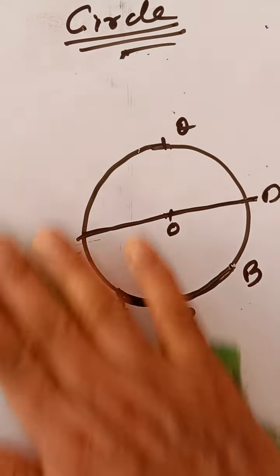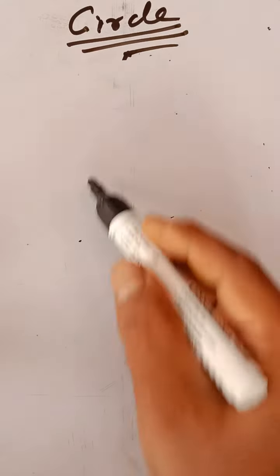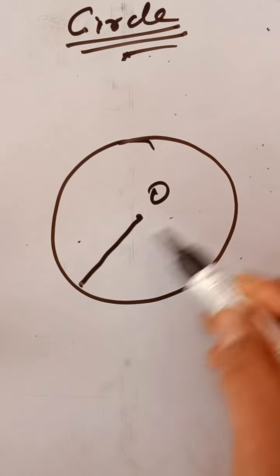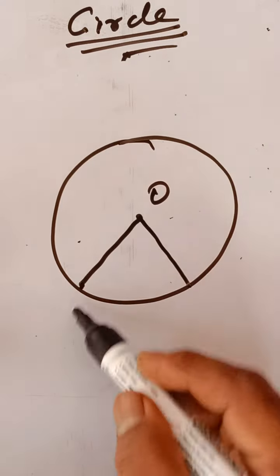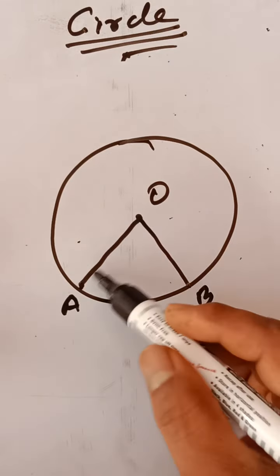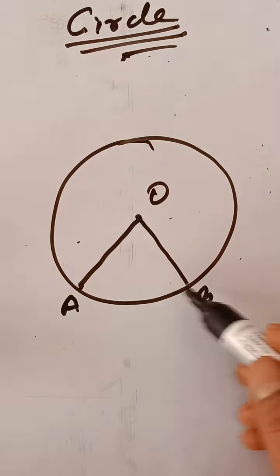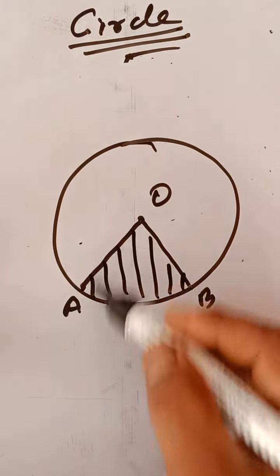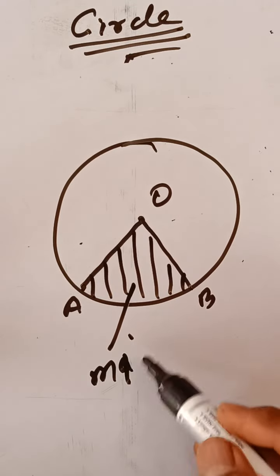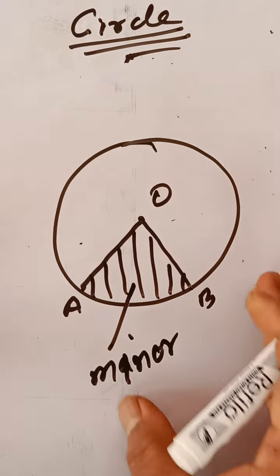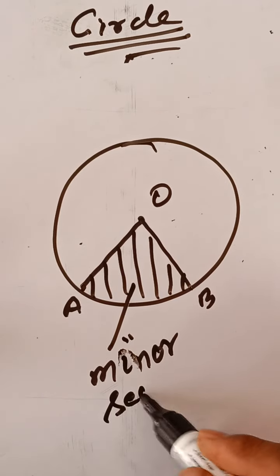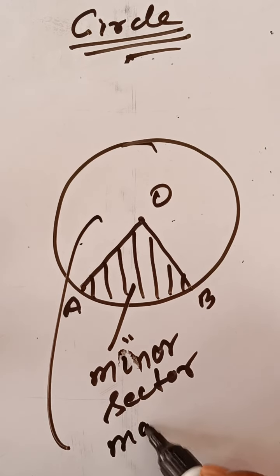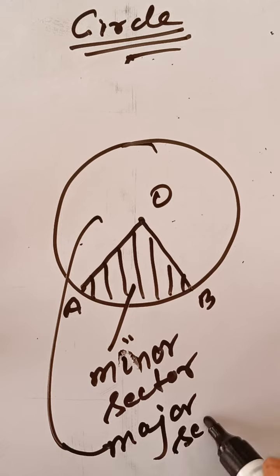Now let us talk about sector of a circle. Suppose we have this circle. This is center. If you draw two radii like this, this is A, this is B. Then the region bounded by these two radii OA, OB and this arc AB is called sector. This shaded region is minor sector. And this portion will be major sector.